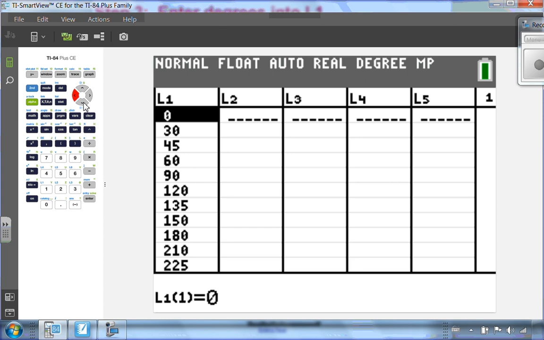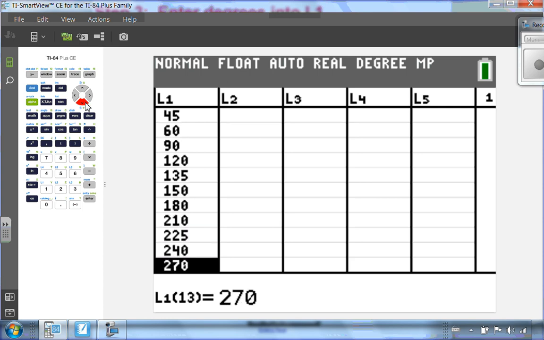So in quadrant number 1, I have 0, 30, 45, 60, and 90. In quadrant 2, I have 120, 135, 150, and 180. In quadrant 3, I have 210, 225, 240, and 270. And in my last quadrant, quadrant 4, I have 300, 315, 330, and back to where I started, 360.